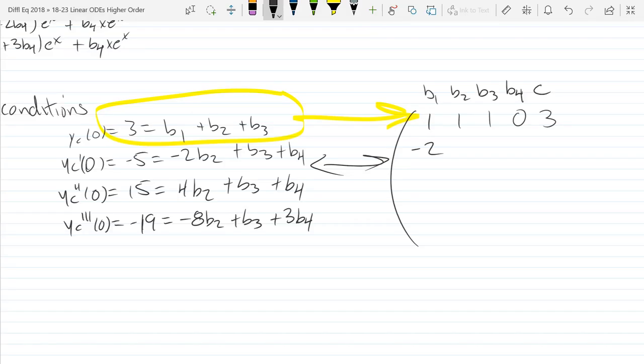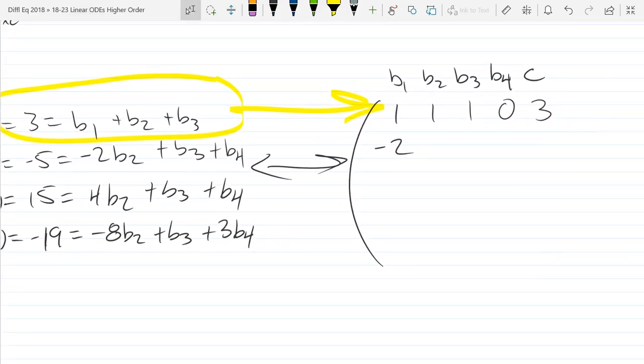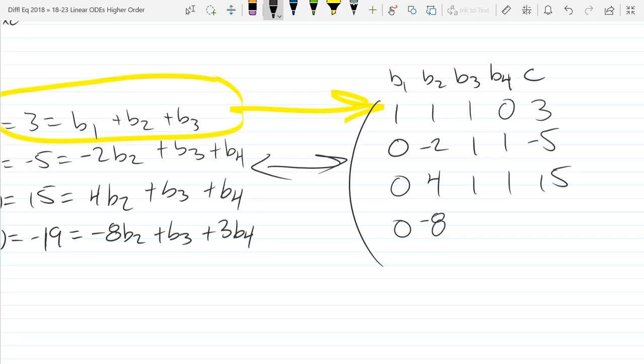Uh-oh, what did I screw up already? That B1 term is 0. There is no B1 term, so you do have to put a number in, and it's not 2. So we got 0. Negative 2 is the first non-zero term, and then 1, 1, negative 5. Now we have 0, 0, 4, 1, 1, 15, and finally 0, negative 8, 1, 3, negative 19.